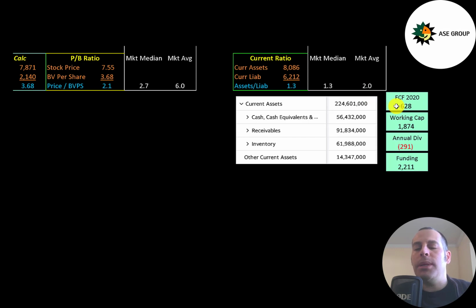They had over $600 million of free cash flow, $1.9 billion of working capital, and a $300 million dividend payment. So they have $2.2 billion of funding. 1/3 of their current assets are accounts receivable. Then next is inventory. Then they have 56 billion Taiwanese dollars of cash.